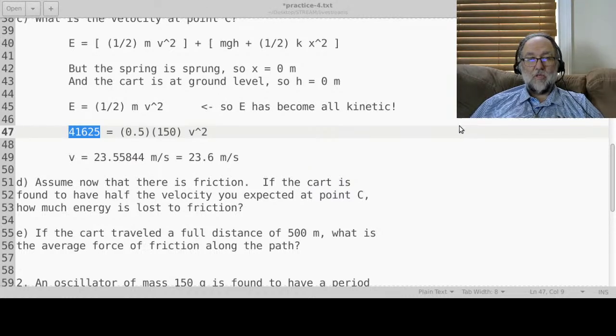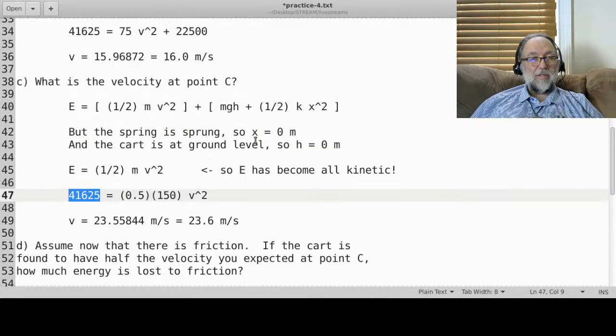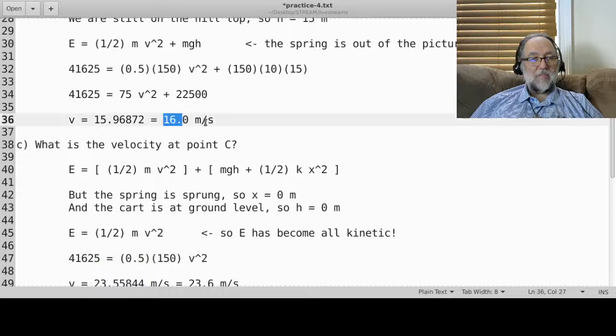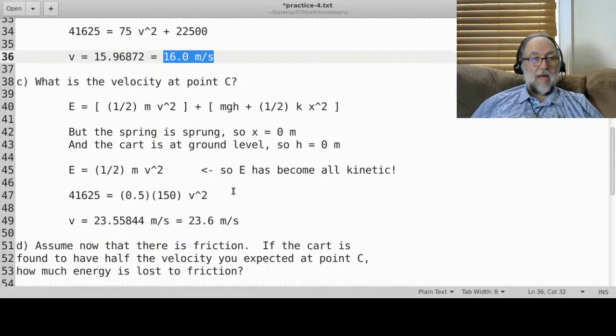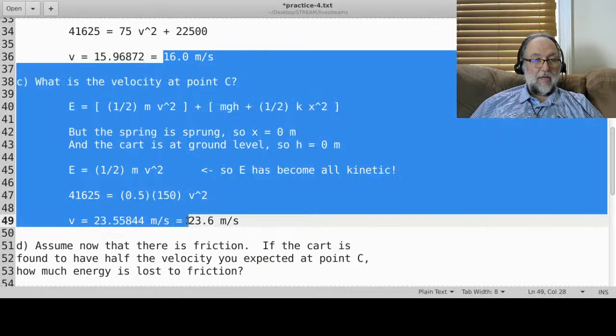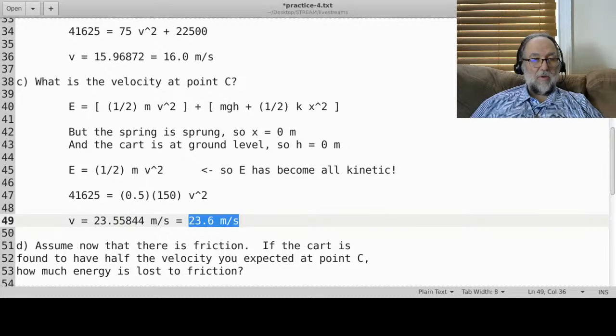Okay, let me see what that turns out to be. I'm kind of curious how fast that is. It's going to be pretty fast. That's like 85 kilometers per hour. That's not quite highway speed, but it's getting up there. And intuitively it makes sense, because at the top of the hill it was 16 meters per second. By the time it got to the bottom of the hill, it was at 23 meters per second. So it sped up going downhill, and that's what you expect.